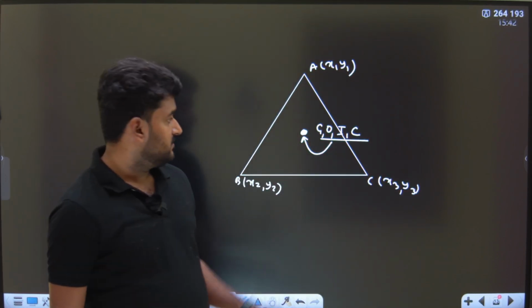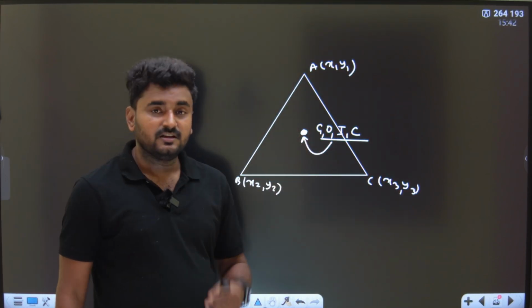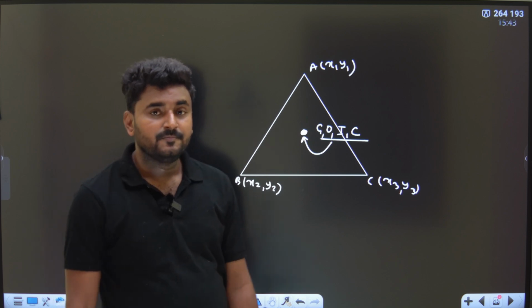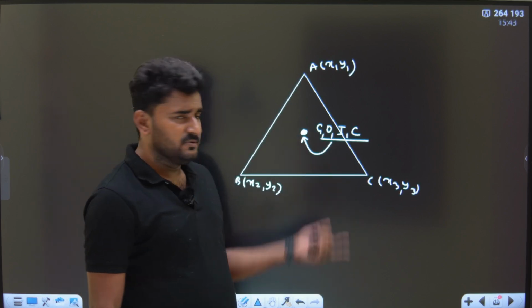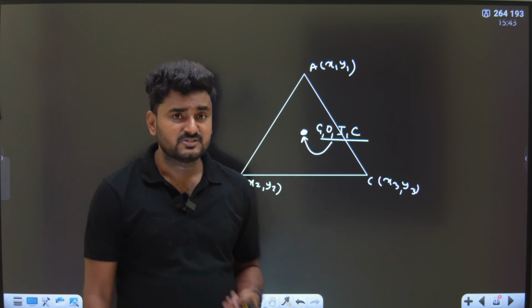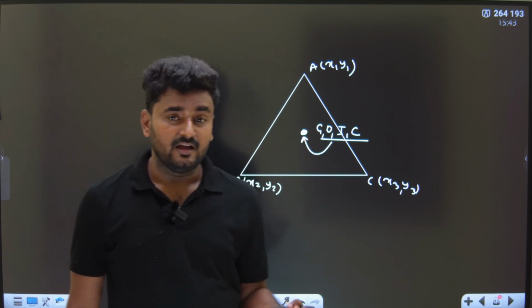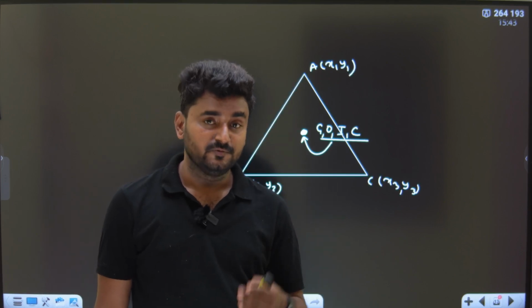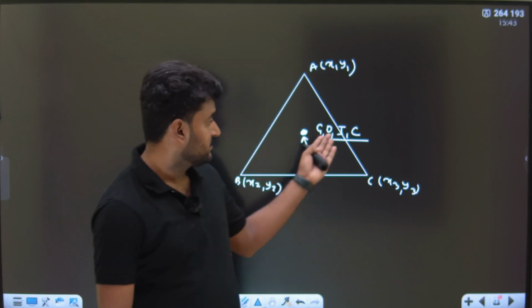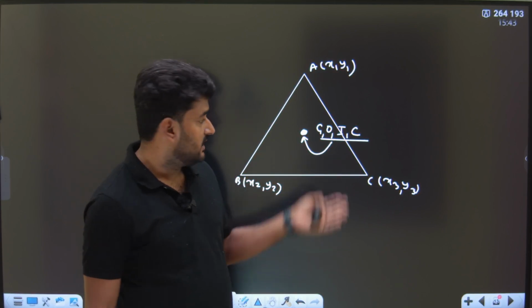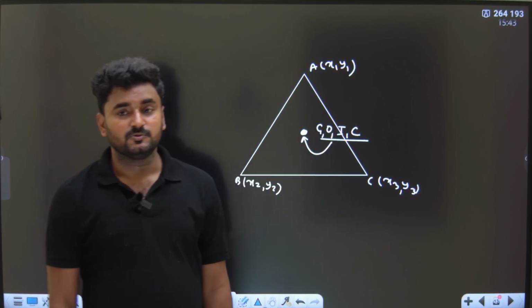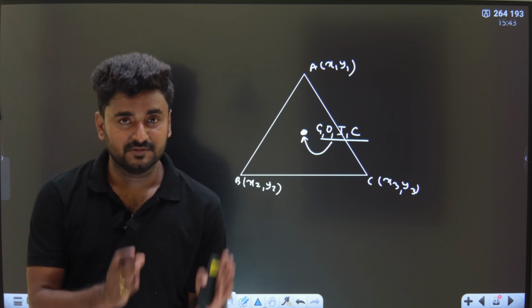Suppose they give the centroid and ask to find the orthocenter. Directly we will say, suppose the centroid is (2, 3), then in case of an equilateral triangle the orthocenter is also (2, 3), the incenter is also (2, 3), and the circumcenter is also (2, 3). I think you understood. Please note.